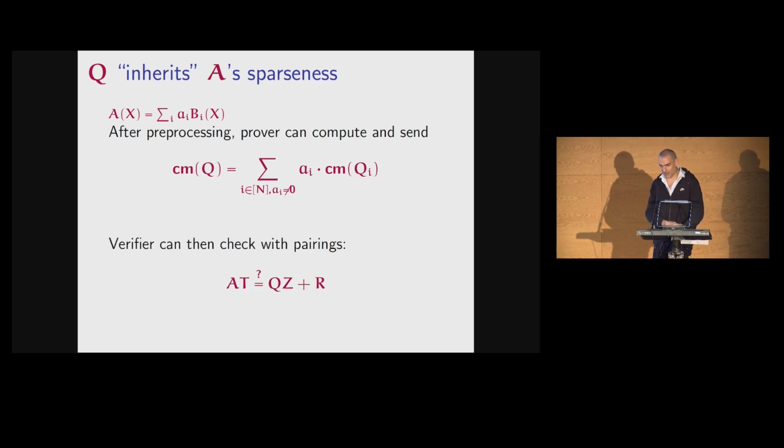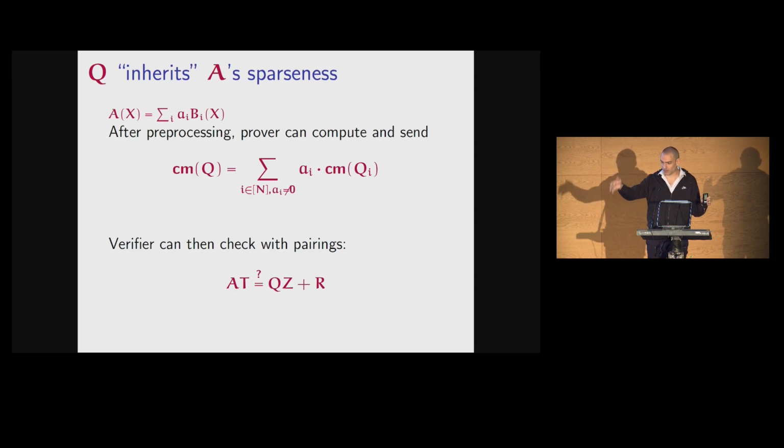Okay, so what's the situation we're in? We want to check that A times T is equal to Q times Z plus R, where we don't actually have Q, we only have the commitment to Q. Actually computing Q would be too expensive for us. But here's where the second nice property of KZG comes in, that we went over in the beginning: if we have an equation of degree at most 2, we can directly check it on the commitments with pairings.